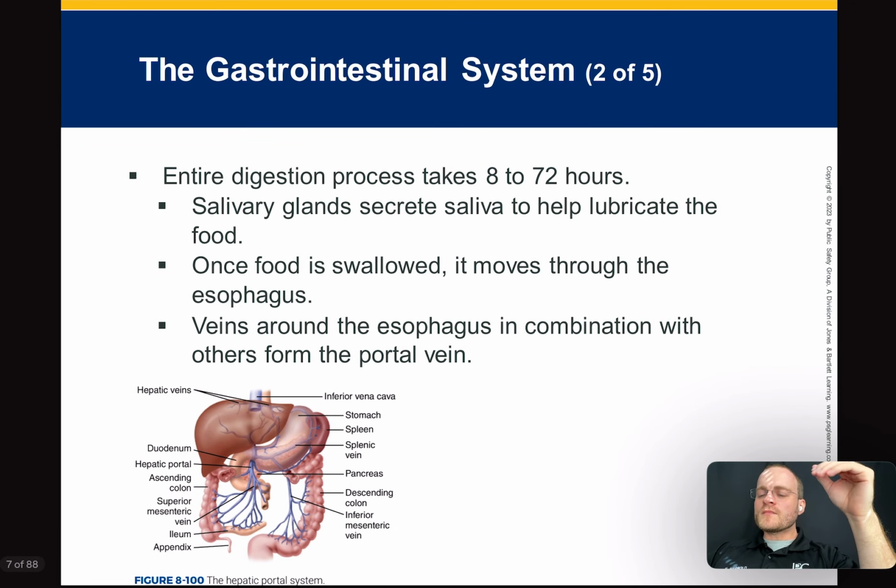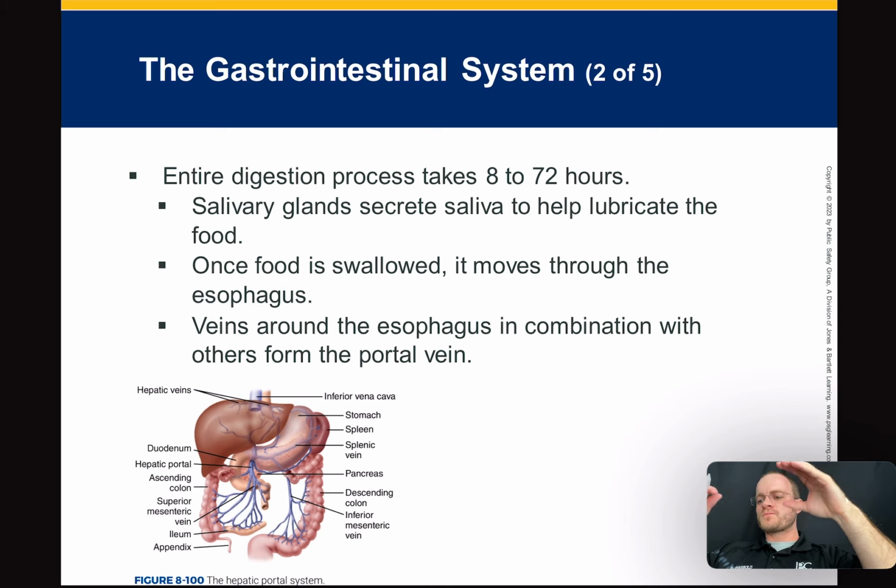So the entire digestive process should take 8 to 72 hours, right? If you've ever eaten some corn, you can track this in yourself. Like whole kernel corn. All right, just ruined my joke. But anyways, you probably know what this runs about in yourself.